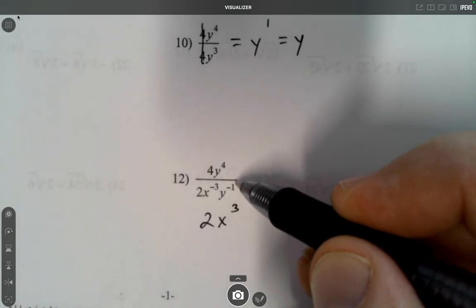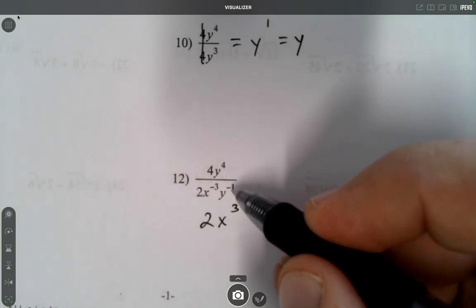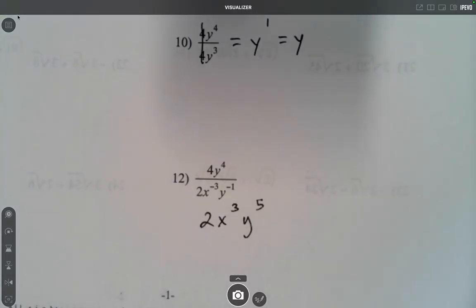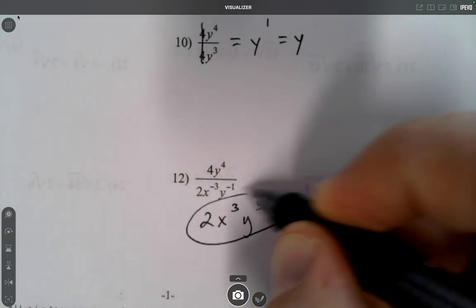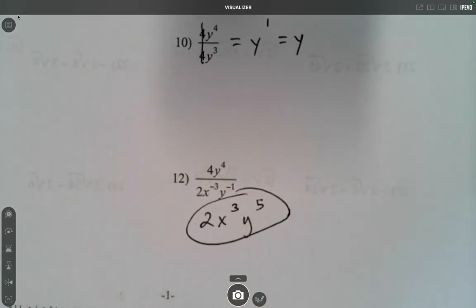4 minus negative 1, because we subtract when we're dividing. So 4 minus negative 1 is 5, so we get y to the 5th. So we end up not having a fraction here because 4 divided by 2 is 2 over 1, so we just have 2 on top. The x moved to the top, and this y also ended up combined with the one up top.